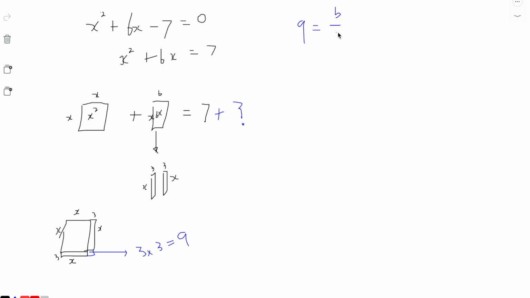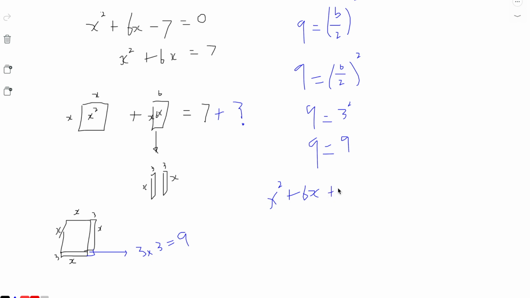And algebraically, what this actually shows is that that amount is b over 2 squared, as I'm proving algebraically to the side. And this is where we get our formula for deriving the perfect square.